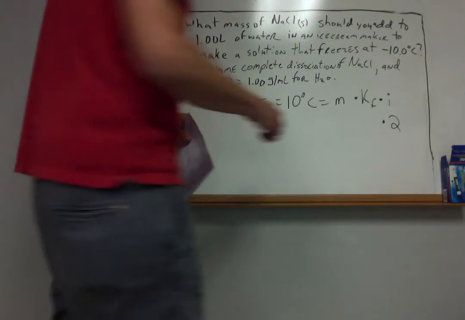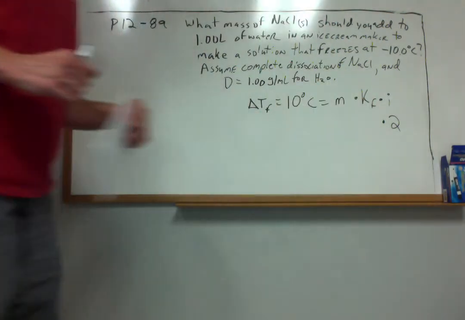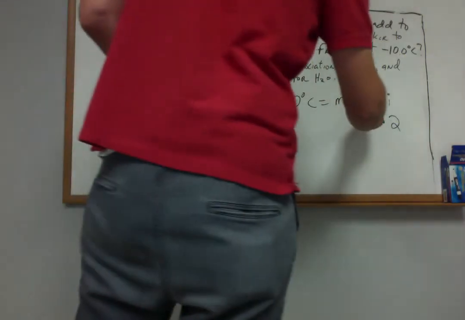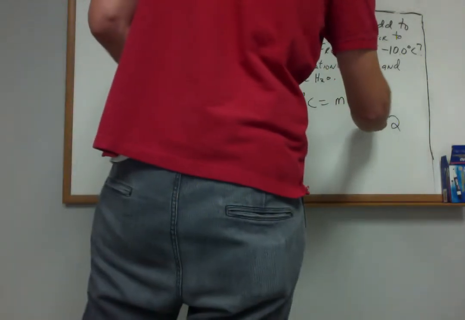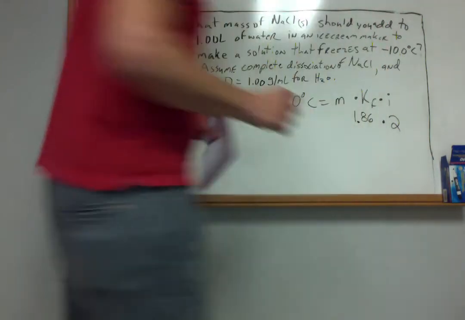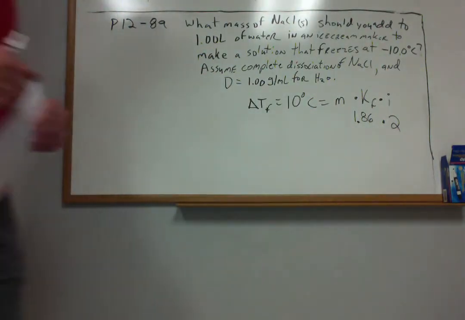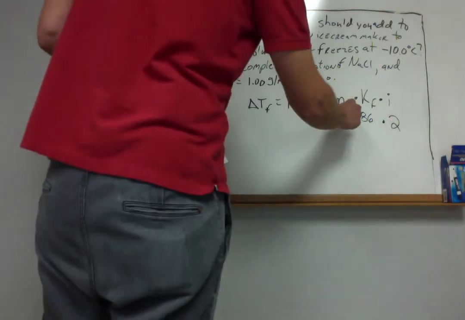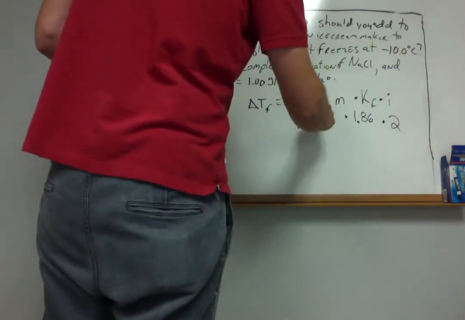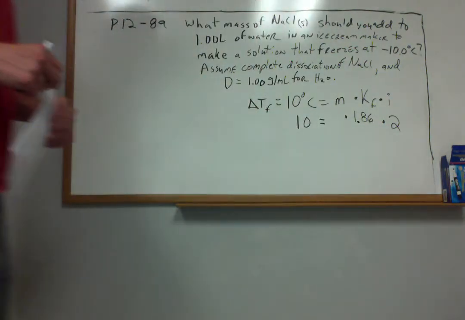All right? So moving on, we need a value for K_f. This is our freezing point depression constant. Remember, that's solvent specific. For water, it has a value of 1.86 degrees Celsius per molal. Okay? So we're making a lot of progress here. We know that when we multiply these 3 terms together, we've got to get 10.